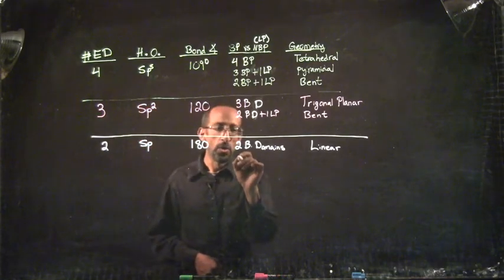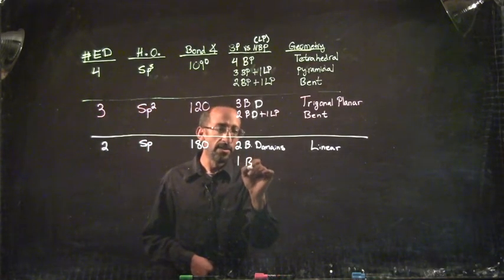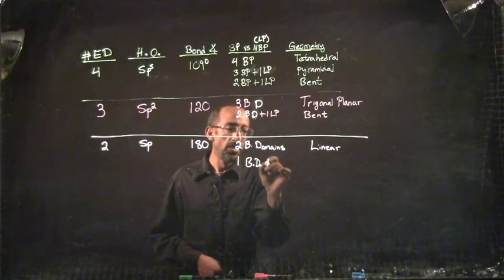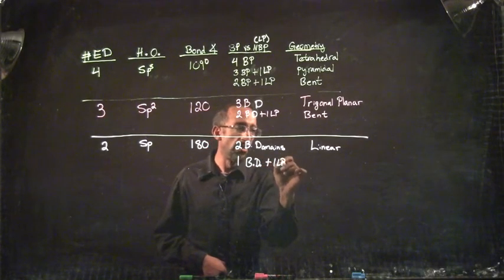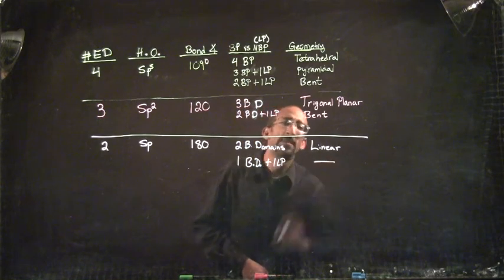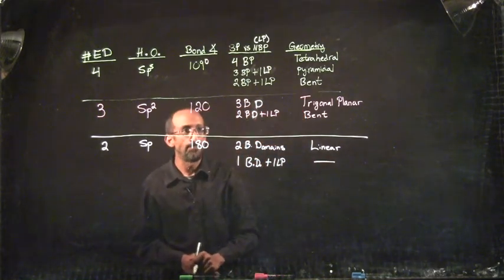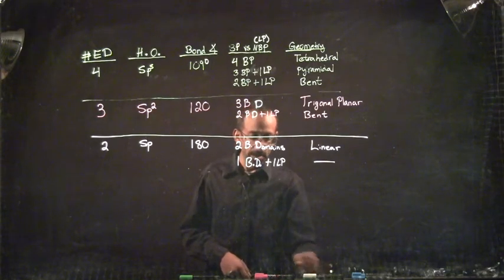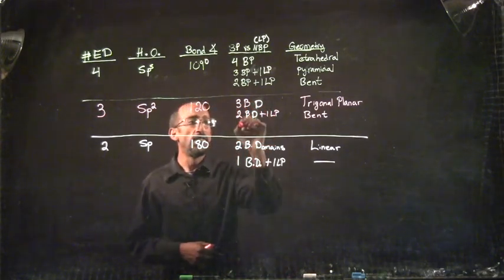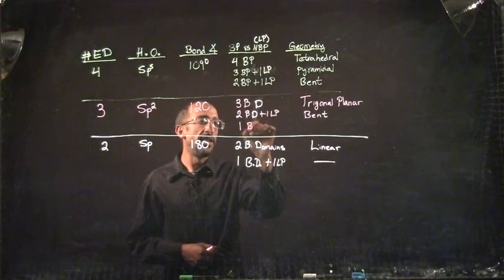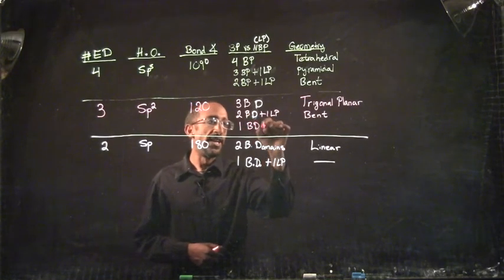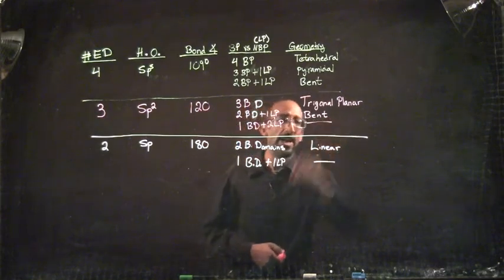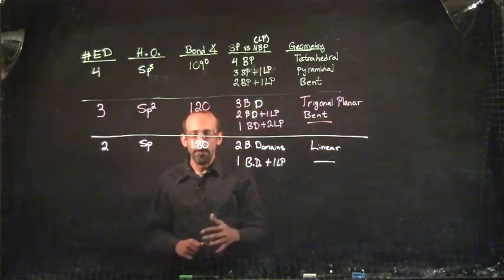And if we have one bonding domain and one lone pair, we do not provide this a geometry descriptor. Similarly here, in our sp2, if we have one bonding domain and two lone pairs, we do not provide a geometry descriptor.